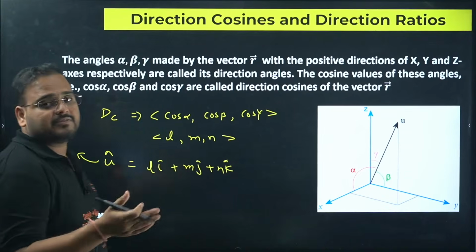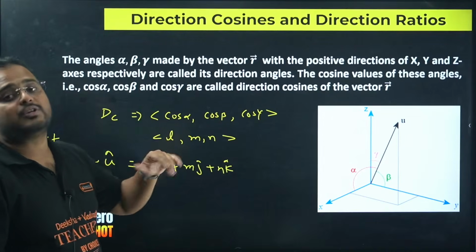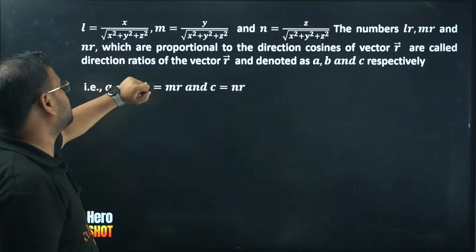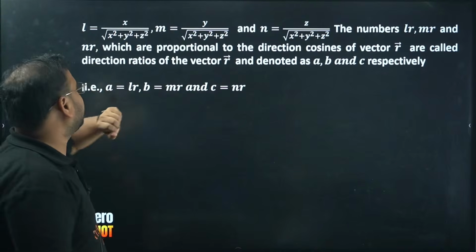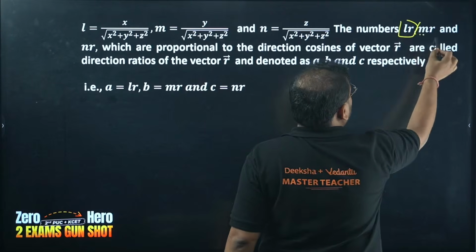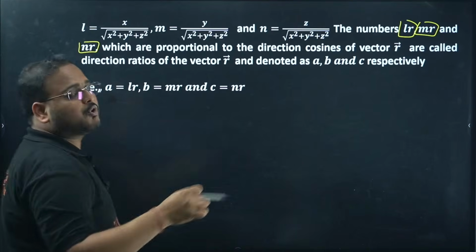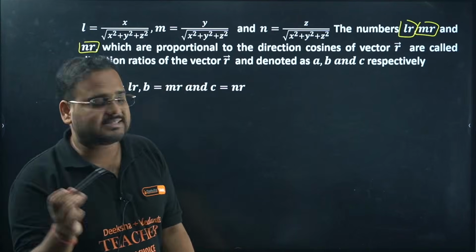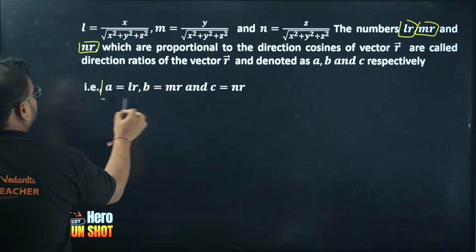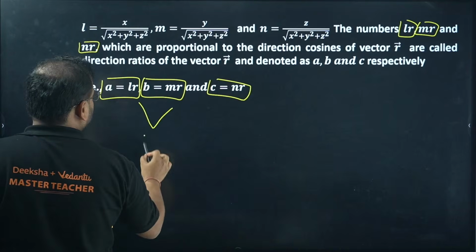So that's the difference. When you use DRs, it will not be a unit vector. From DRs we have a conversion to DCs, so let me show you that as well. Over here you can see if x, y, z are taken as L into R, M into R, N into R, meaning some constant making a proportional relation with the direction cosines, then you get the relations A as LR, B as MR, and C as NR, which will be your direction ratios.